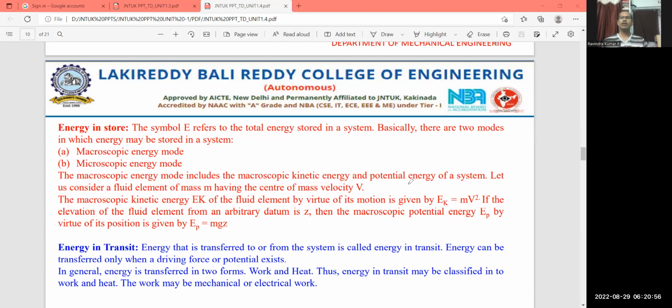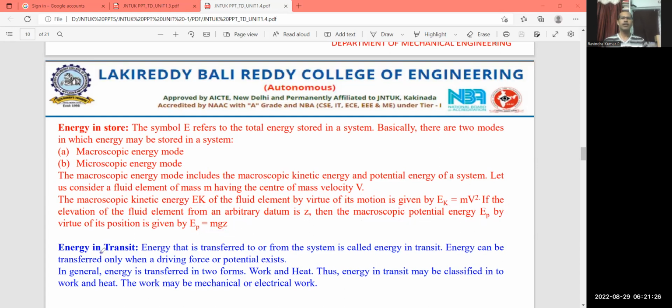Let us consider a fluid element having a mass m with a center of mass velocity v. The macroscopic kinetic energy of the fluid element by virtue of its motion is given by Ek is equal to half m v square. If the elevation of the fluid element from an arbitrary datum is z, then the macroscopic potential energy is mgz.